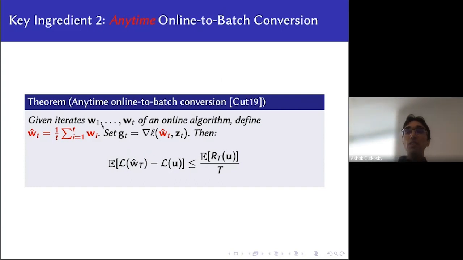So how does this work? It's a very, very small change to the regular online to batch. We have some iterates, W1 to WT. I'm going to define W hat T now to be the running average. So W hat T is not the Tth iterate, it's the average of the first T iterates. And now the key change is that we're going to evaluate GT not at WT, but at W hat T. So we evaluate the gradients not at the current iterate of the online algorithm, but at the average of all the previous iterates. And if you do this change, then it turns out that the same convergence rate is true.